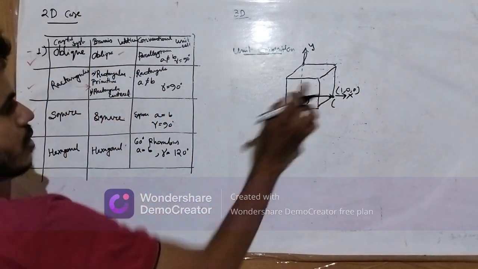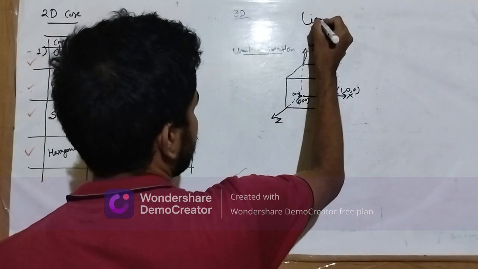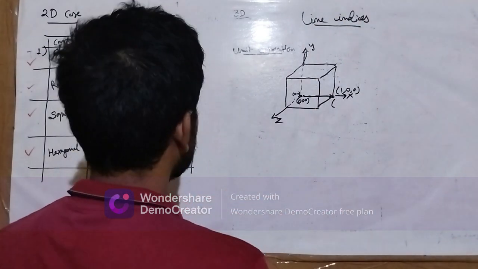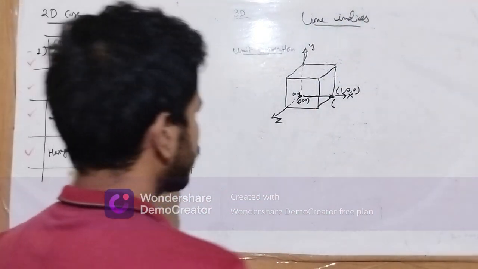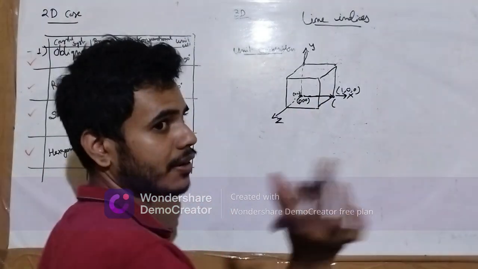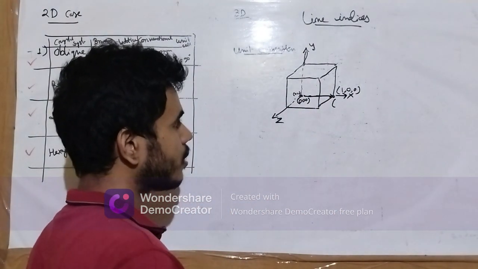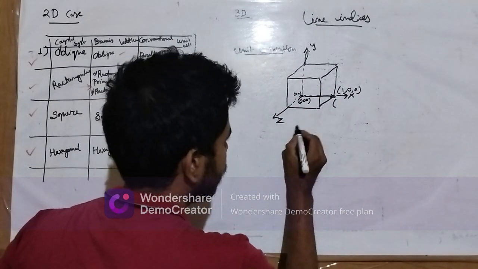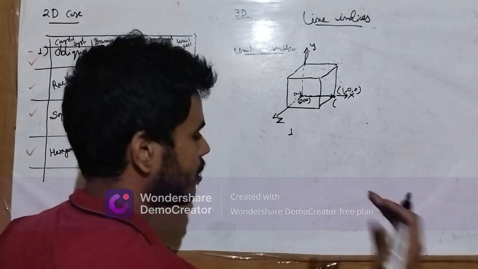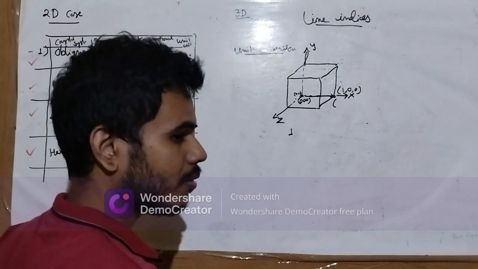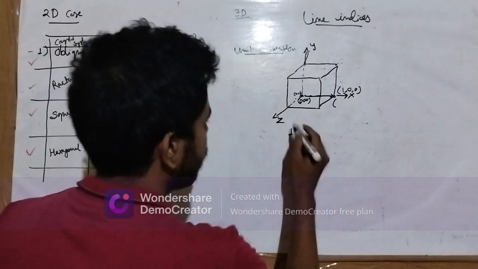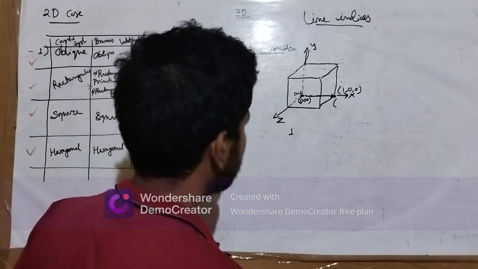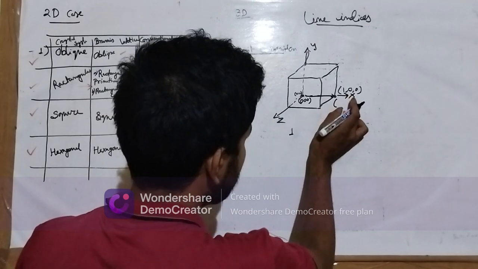You consider these 2 points, and line indices is our topic. So what is the equation of this line? You already learned this, I think. We have to subtract from this point to this point, and this will be the equation. I will give you an example later. First you have to subtract from this point to this point.